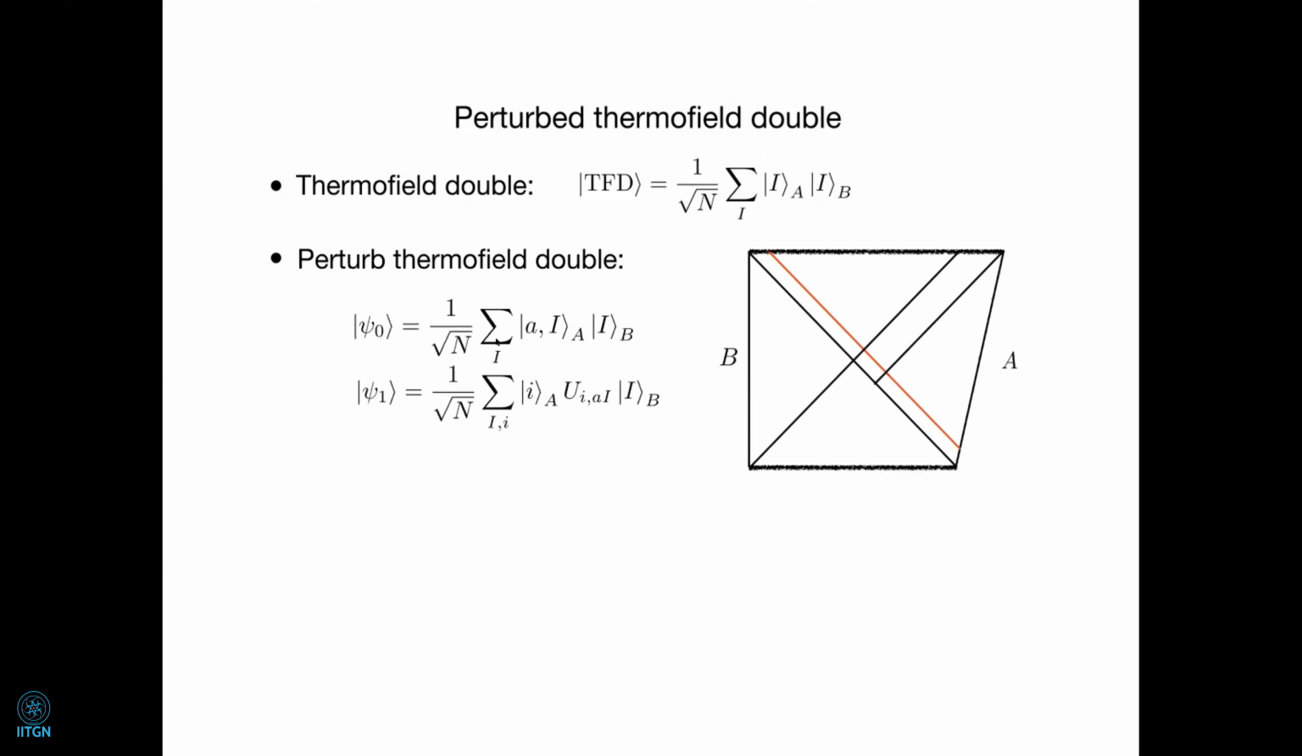Then at some point, I throw in a spin from Alice side. I use A to label the state of the spin. This psi 0 is the state after the spin is thrown in. And then I do time evolution on Alice side. Here is the new state.